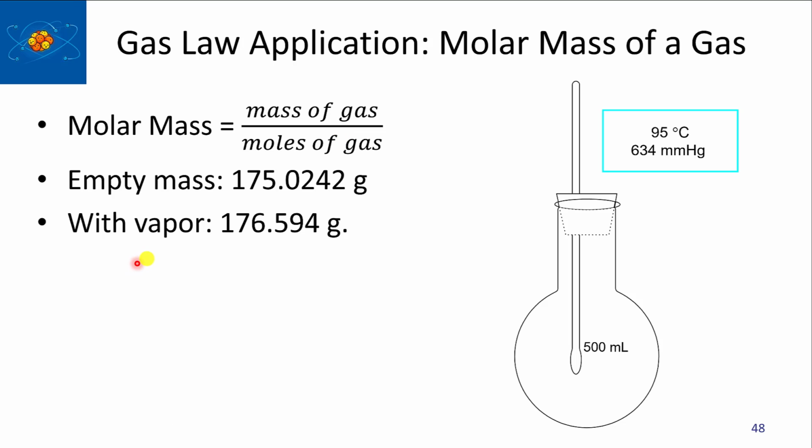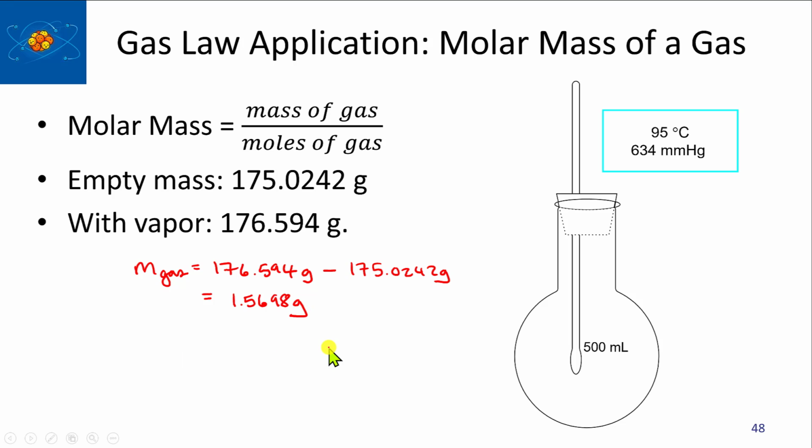So mass, m gas, is simply going to be 176.594 grams minus 175.0242 grams. And you subtract, and that's going to give you 1.5698 grams. So now all you need to do to figure out the molar mass is to figure out how many moles of gas you had.